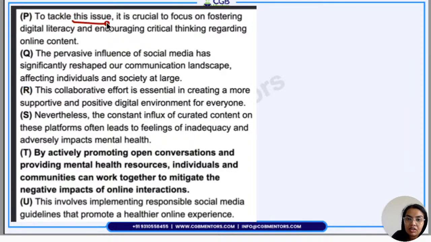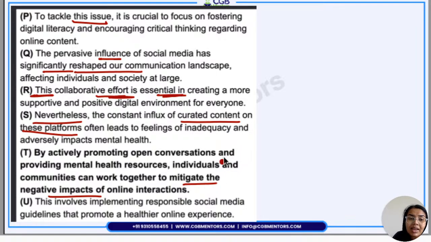To tackle this issue, it is crucial to focus on ABCD. The pervasive influence of social media has significantly reshaped everything. This collaborative effort is essential. तो कहाँ है collaborative effort? अभी तो मैं R बोल सकती हूँ. Nevertheless, that means contrast. The constant influx of curated content on these platforms often leads to feelings of inadequacy. T is fixed, but fifth पे fixed है. So by actively promoting open conversations, providing health resources, we can work together to mitigate the negative impacts. This is something like a solution.